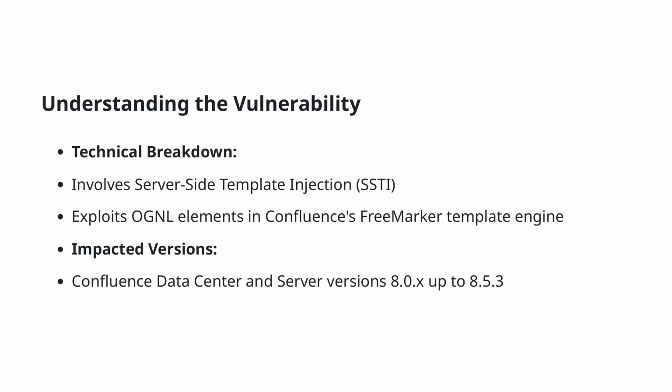The vulnerability affects Confluence Data Center and Server versions from 8.0.x up to 8.5.3. Understanding the versions impacted is crucial for system administrators to identify if their instances are at risk and to prioritize remediation efforts accordingly. It's noteworthy that SSTI vulnerabilities like this can have severe consequences due to the possibility of remote code execution without authentication, emphasizing the critical nature of this CVE.